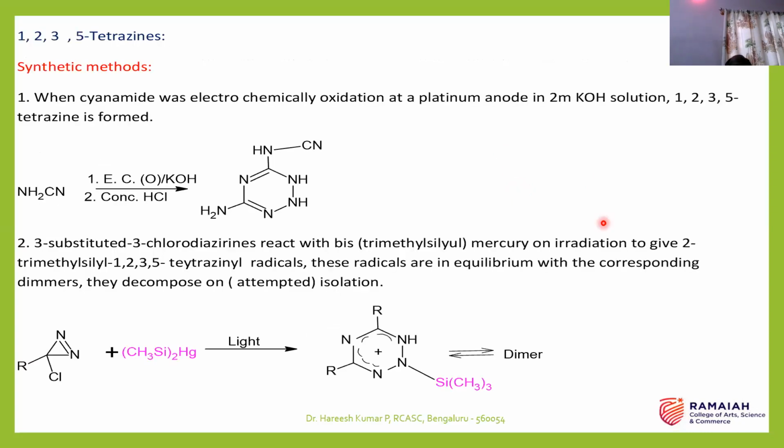So here what I am taking is 1, 2, 3, and then 5. So 1, 2, 3, 5 tetrazine I am taking. How can we prepare this one? It is possible to prepare with NH2CN. NH2CN is called cyanamide. Okay, cyanamide EC reaction.